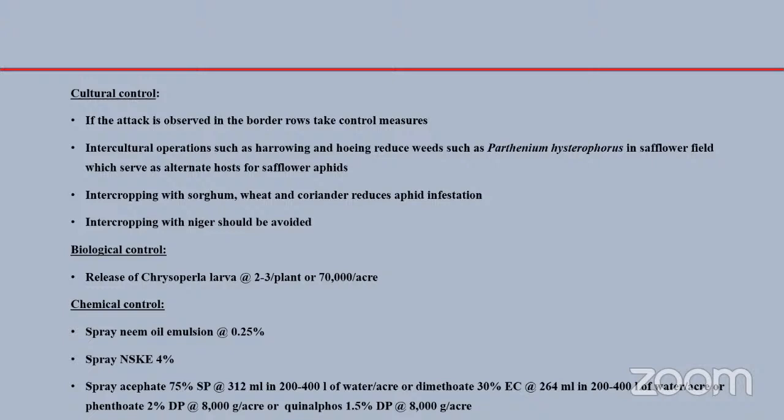You know that this Chrysoperla is a very effective predator against most of the aphids. Then you can go for neem oil emulsion spray, then NSKE spray, and also you can go for other synthetic chemicals like acephate, dimethoate, quinalphos, and so on.